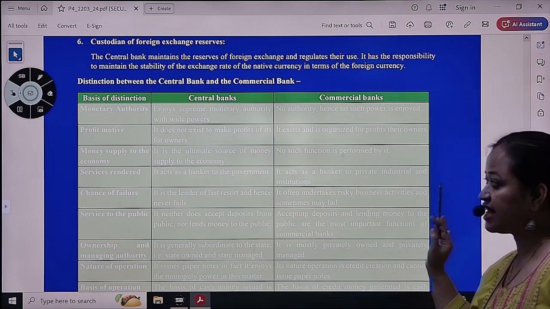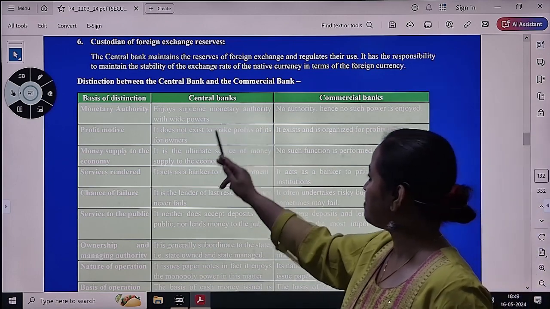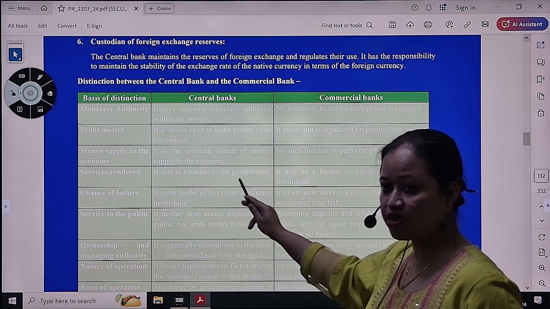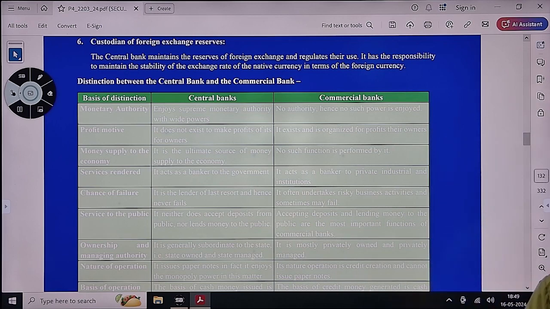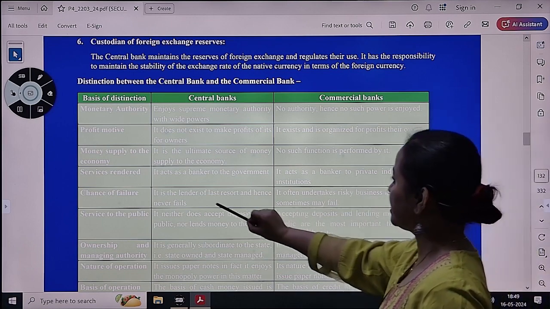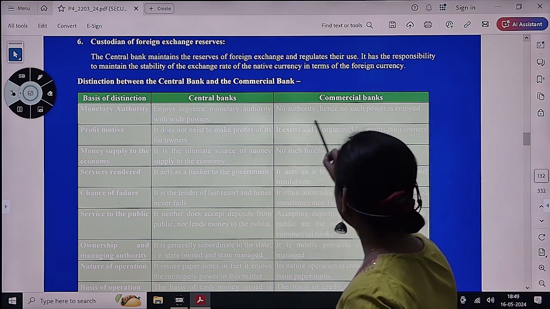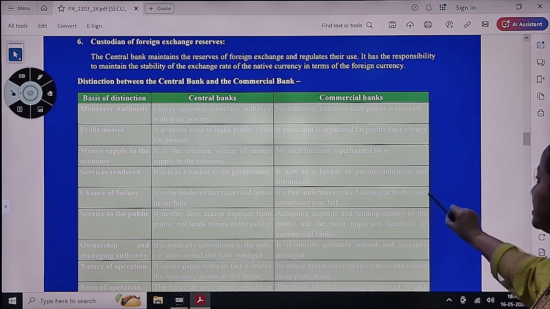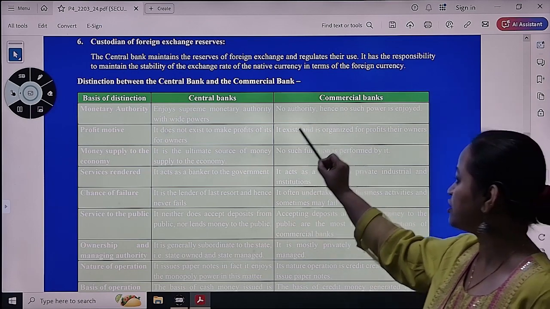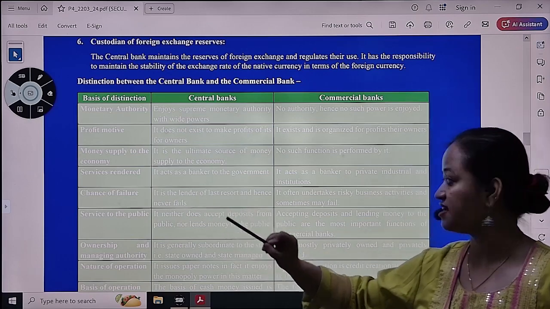have such right. And central bank acts as the banker to the government, and commercial banks are the banker of the customers, general public, bankers of various institutions, firms, organizations. Then central bank is the lender of the last resort, and commercial bank often undertakes risky business activities and sometimes may fail, but central bank never fails.